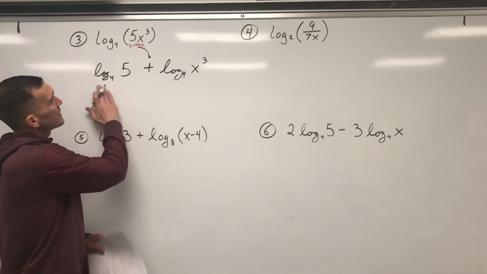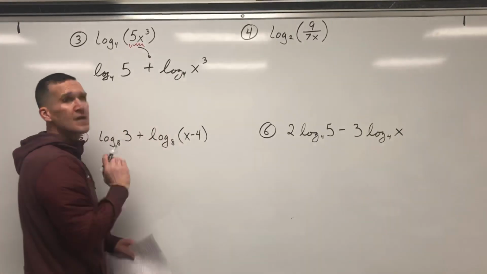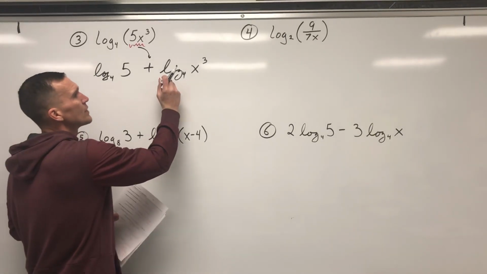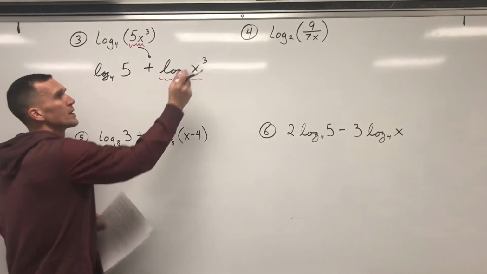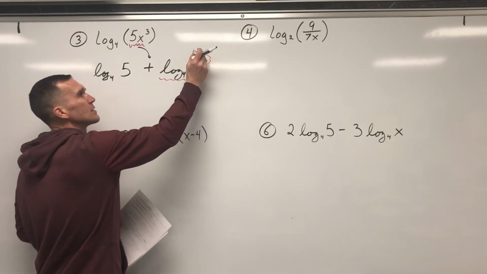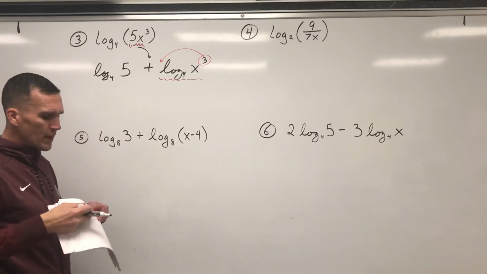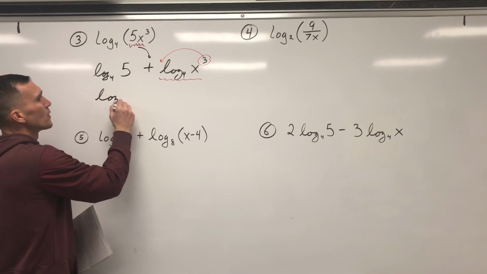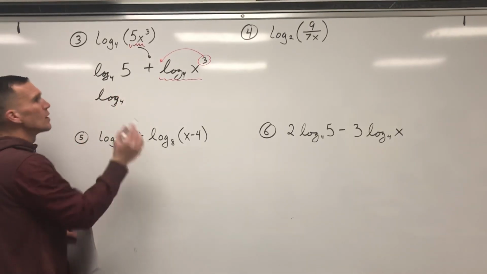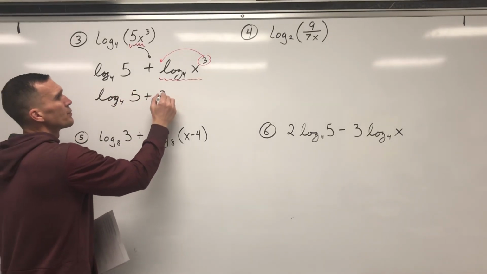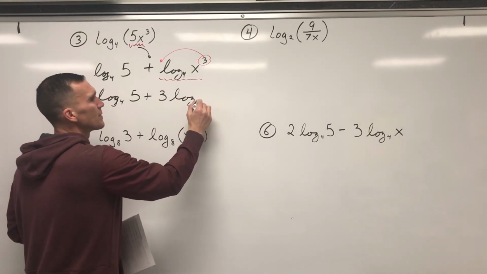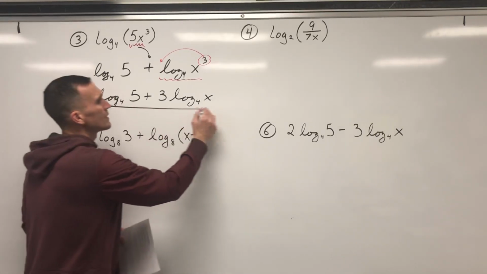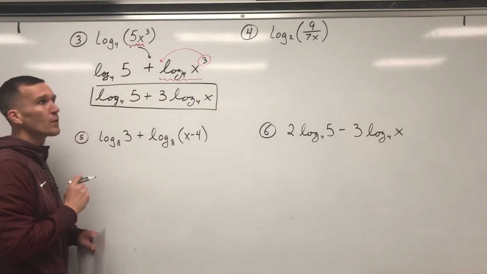But now I do notice that we can't do anything here, but this has a power. And since that has a power, what we are going to do is do the power rule for this one. The power of 3 can travel down in front and be a regular piece of multiply. So now I have log base 4 of 5 plus 3 times log base 4 of x. That is fully expanded. We cannot do any other properties for it.